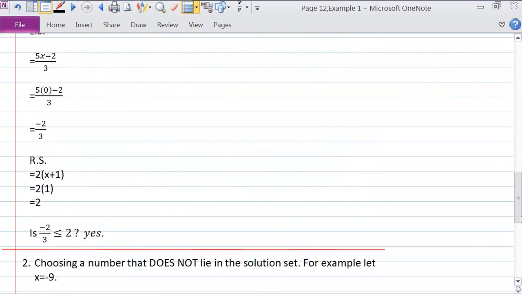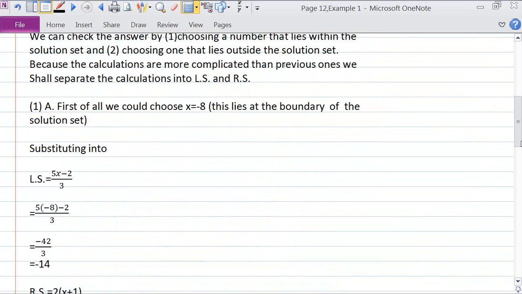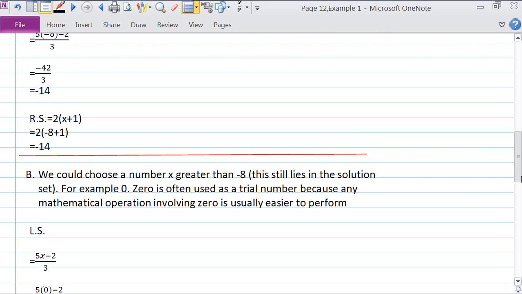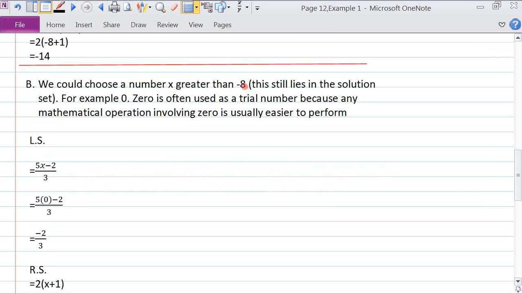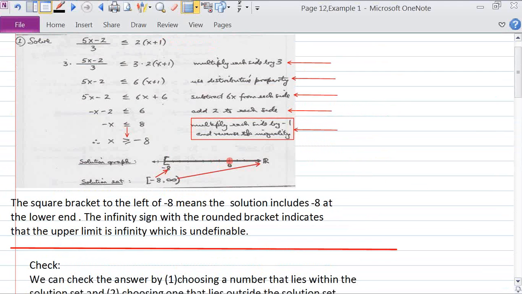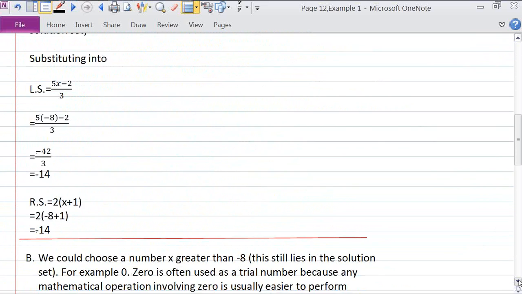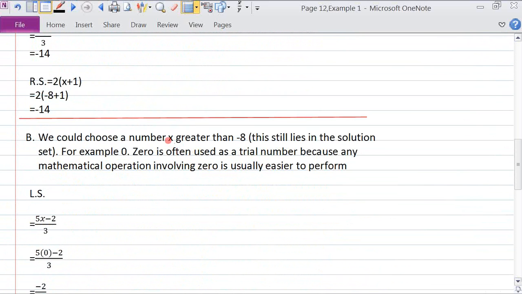Because that represents the equal situation in the equation. Now we could choose a number greater than minus 8. This still lies in the solution set, and the example would be 0. So we go back up here. You can see that 0 would still lie within the solution set, as does minus 8. So go back, choose a number greater than minus 8, 0.